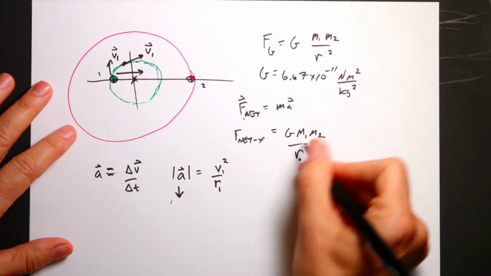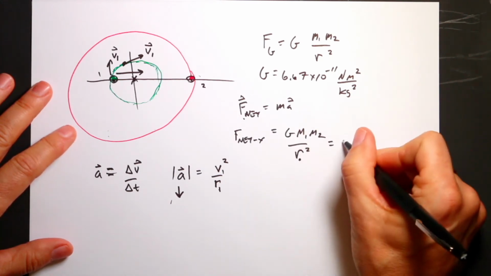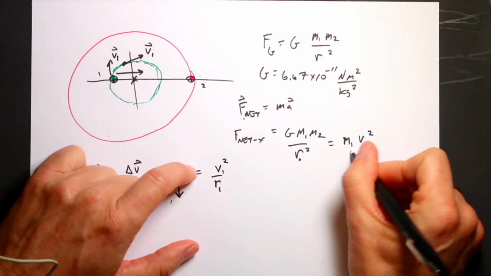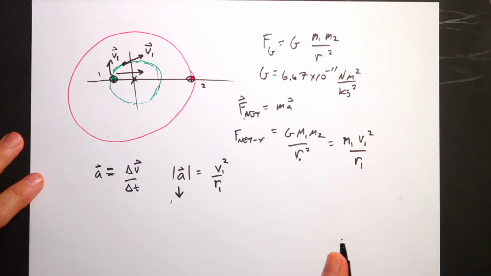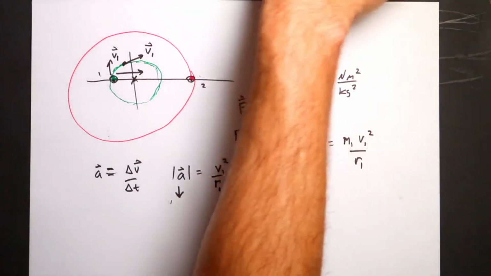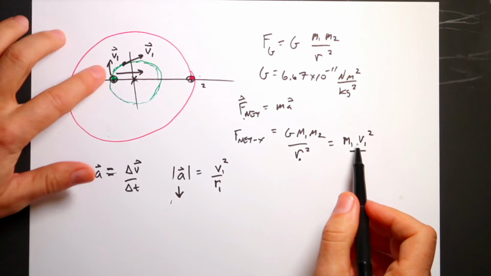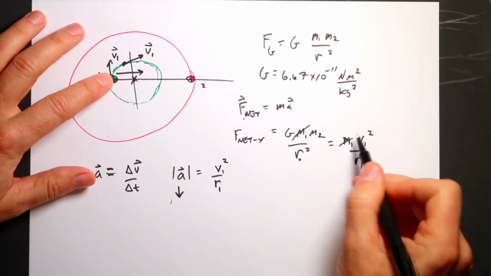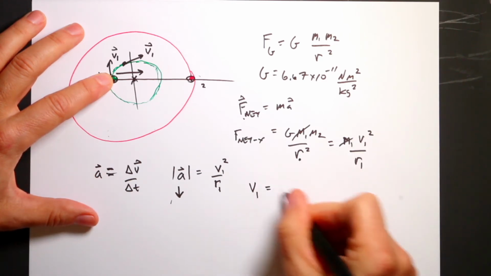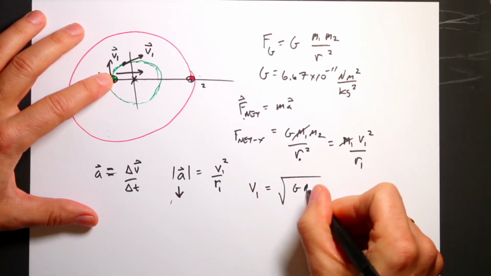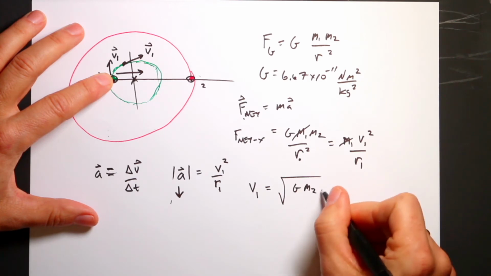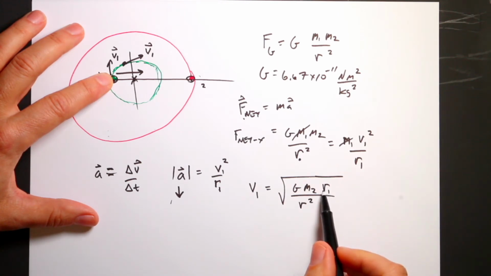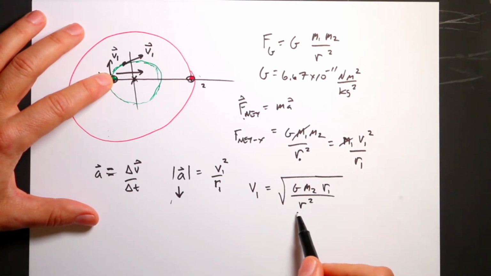Okay, so now I can put this all together. This is going to be equal to the mass of star 1, m1, times v1 squared over r1. Now, I want to solve for what velocity is going to make this work. I already know what r1 is, so I can just cancel these two masses and solve for v1. I get v1 is equal to the square root of g m2 r1 over r squared. Again, r1 is the radius of the circle, and r is the distance between the two planets.